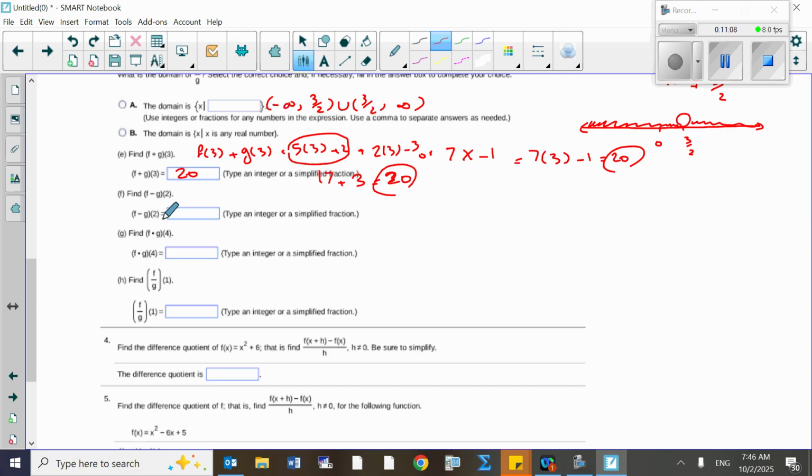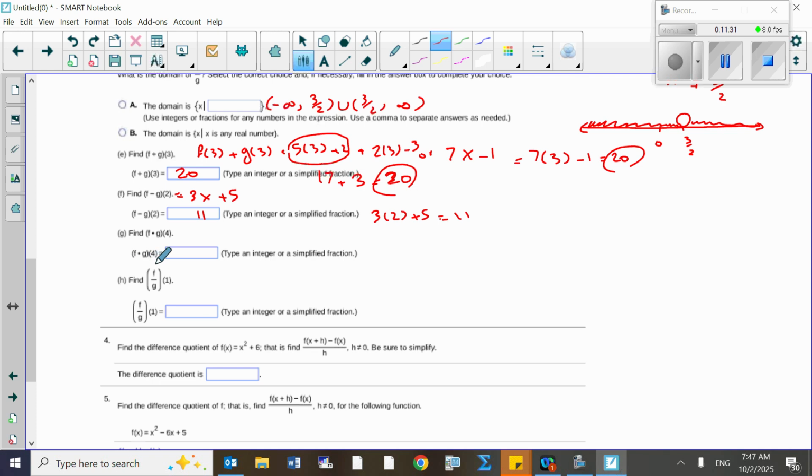Okay, next one, finding (f - g) of 2. So the function that I found was 3x + 5. This was f minus g. Now I just plug in 2 here. So that's going to be 3 times 2 plus 5. 6 plus 5, 11. So that's the answer.